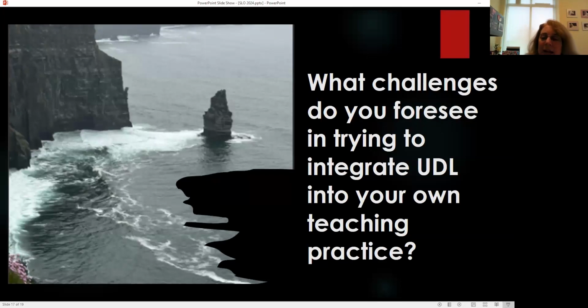So what I'd like to do now is stop for a moment, because I know my example was something that is unlike probably anything that you're doing in your classes. But you might have gotten some ideas about things you could use. What are some challenges that you think you might face in trying to integrate UDL into your teaching practice? Feel free to use the chat, or if you want to unmute and share a question, I would love to hear what you think.